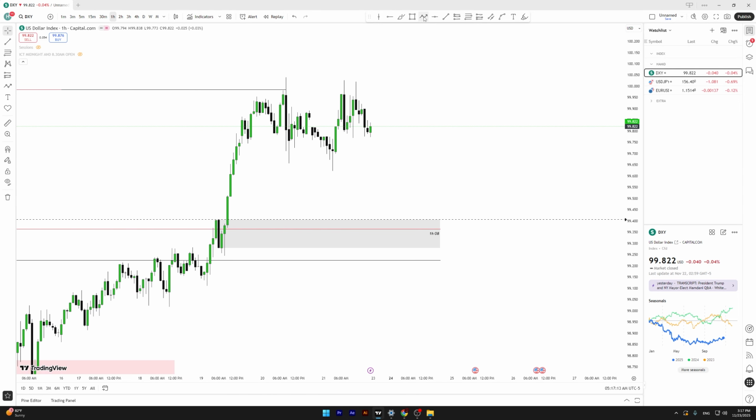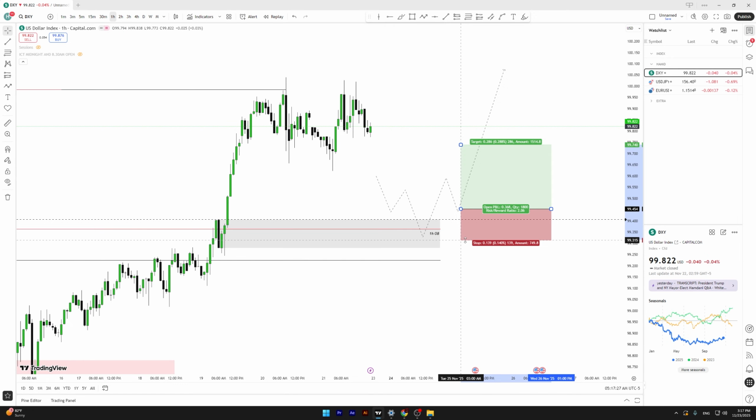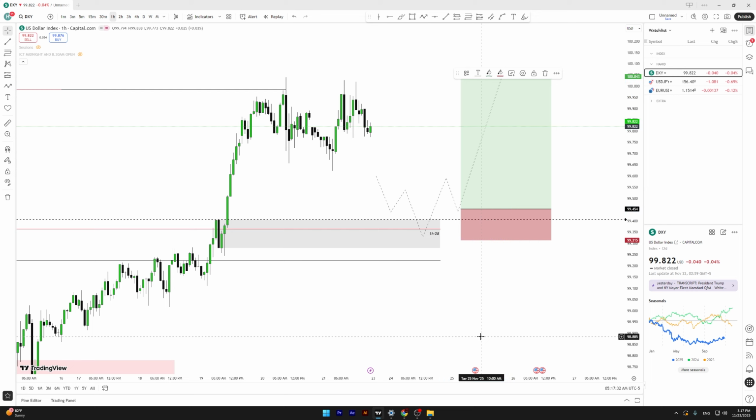We will wait for price to come back into this zone and give us a clear entry model, and then we will plan our long position from this zone and target this external liquidity. So this was the key zone that I have refined from weekly and then to daily and then 4-hour, and we have finally refined it into the 1-hour time frame. So this is our key zone where I will plan my long position in DXY.